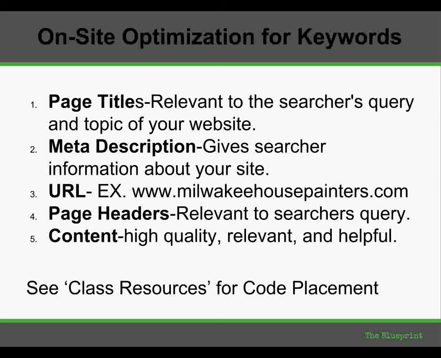So, page headers relevant to the searcher's query, and then content that is high quality, relevant and helpful. To help with this stuff, like the page titles and the meta descriptions, I'm going to put some information in the class resources on the page of this video, where you'll be able to see what that code looks like and switch it out. I'll put that on the bottom there. Let's go back to the website and take a look at the page header and the content.